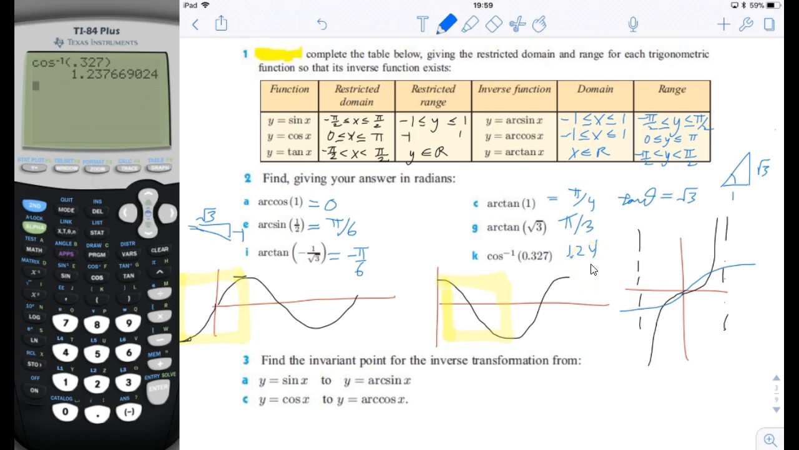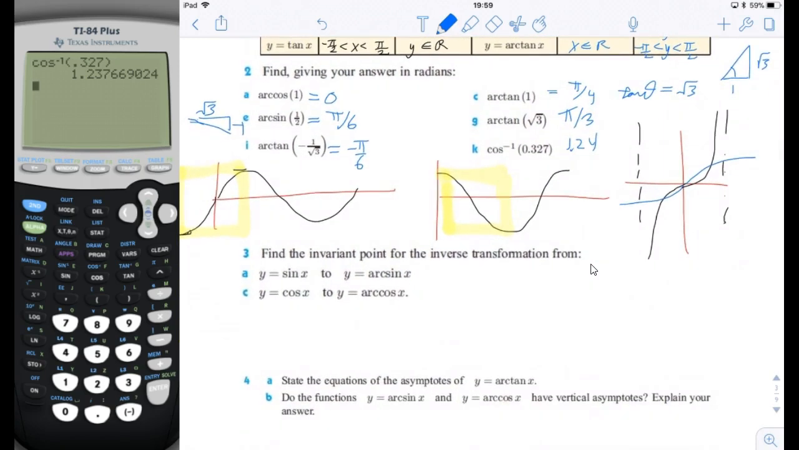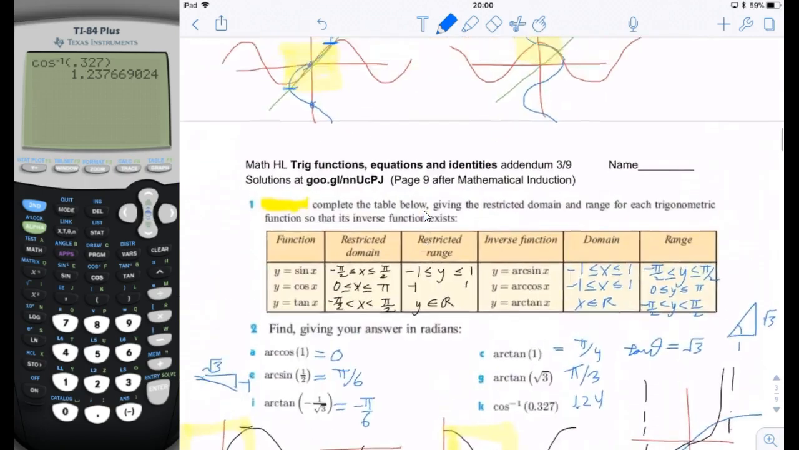Okay, let's go to number 3. Find the invariant point for the inverse transformations from sine of x to arcsine of x and cosine of x to arccosine of x. What they're asking for here is when you do this flip, and let's go back to where we did the flip.